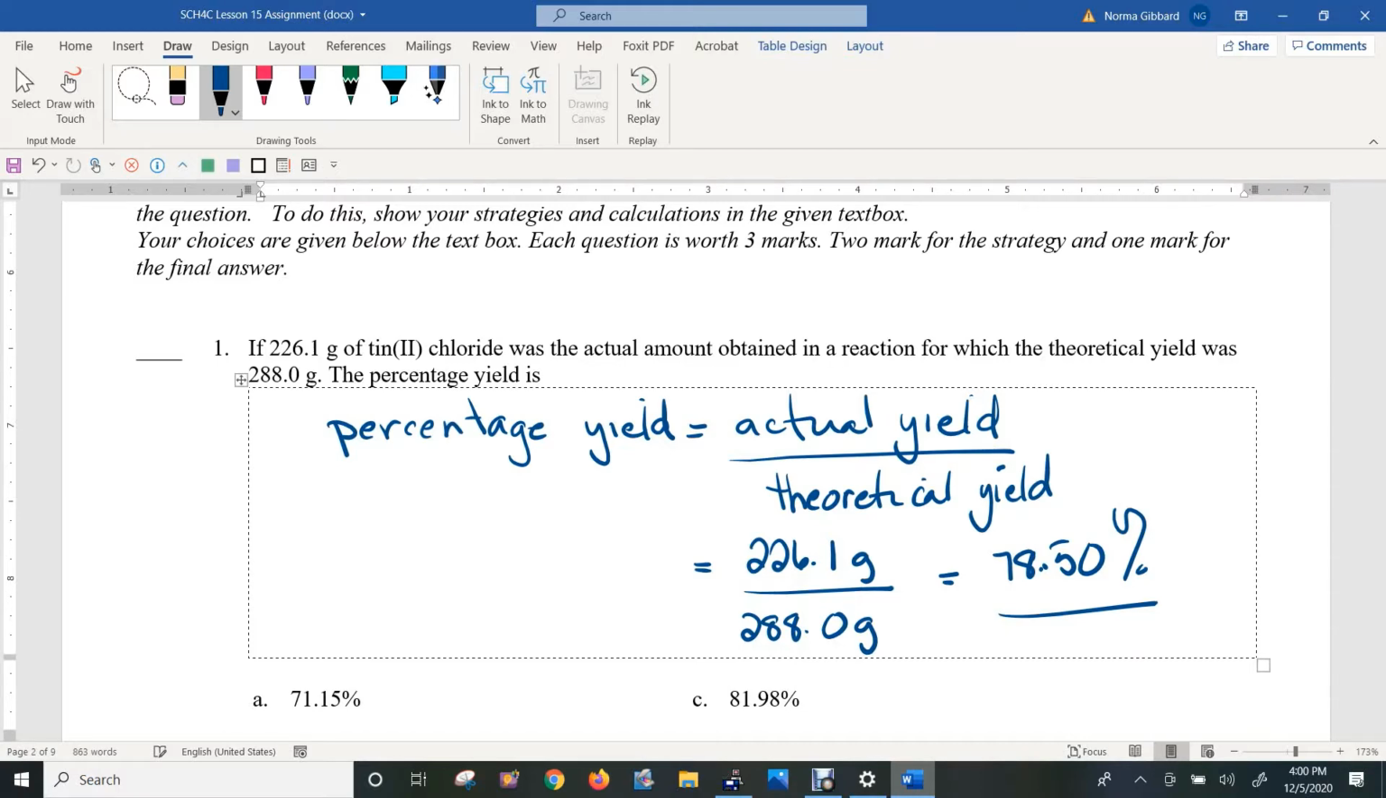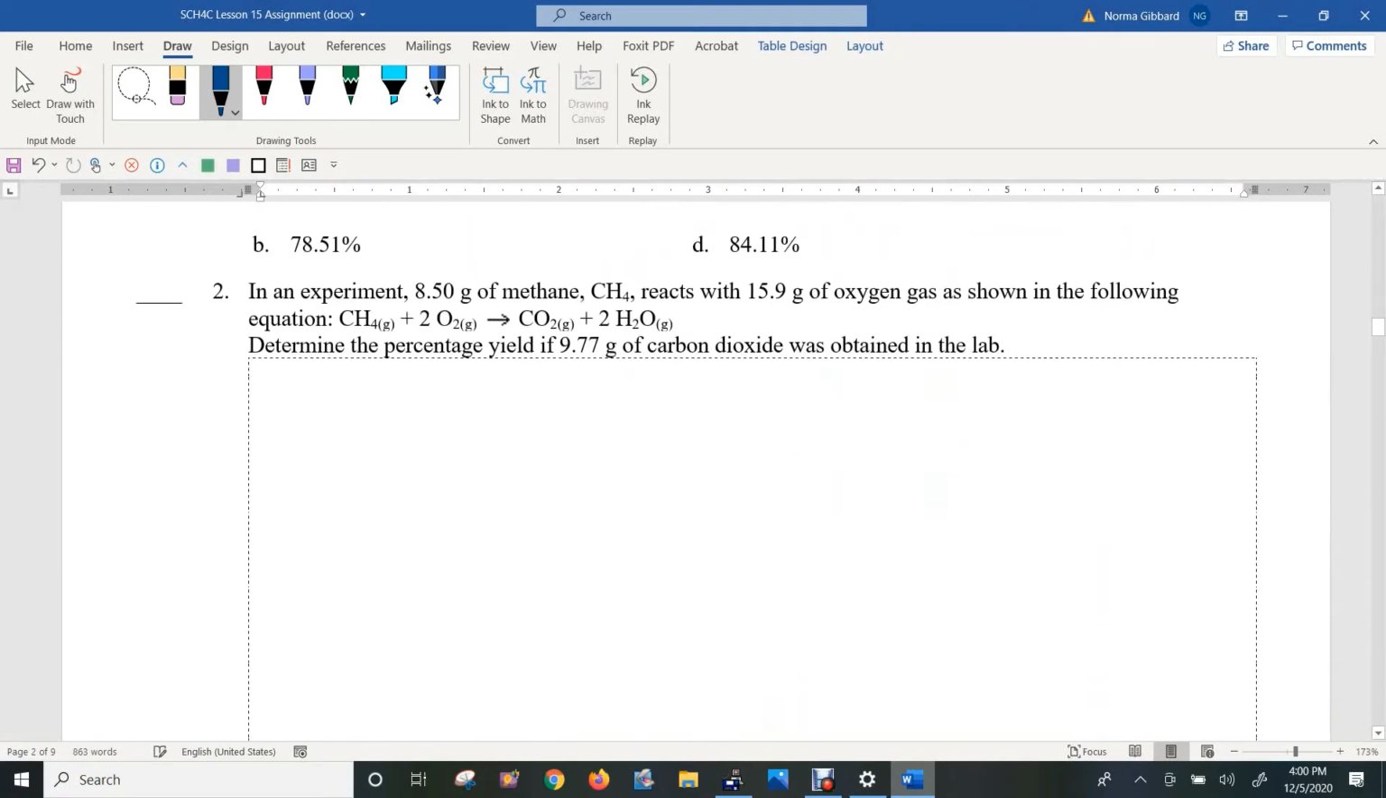Now, we want to move on to question 2. If in an experiment 850 grams of methane, CH4, reacts with 15.9 grams of oxygen gas as shown in the following equation: CH4(g) plus 2O2(g) produces CO2(g) plus 2H2O. Now, number 1, I want to write the unbalanced equation.